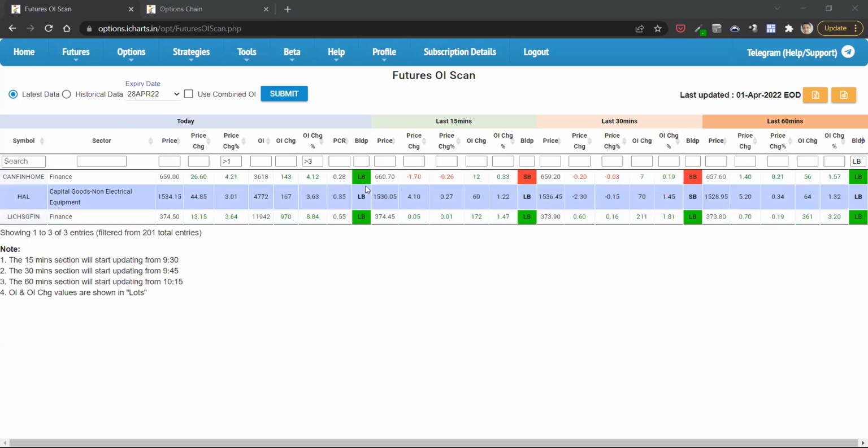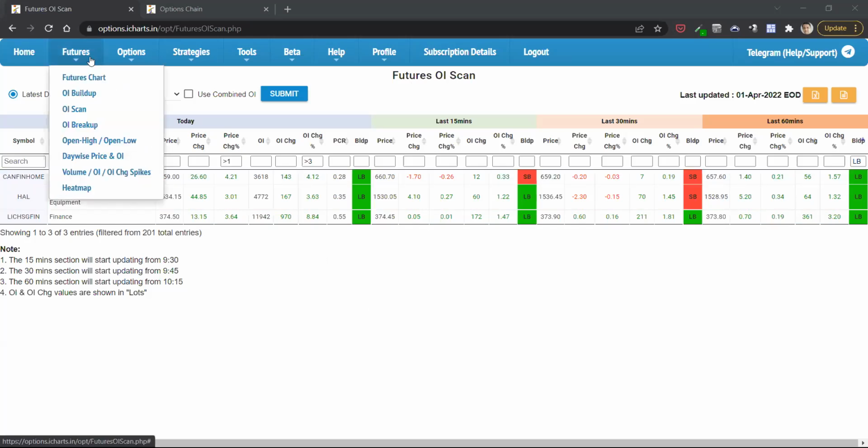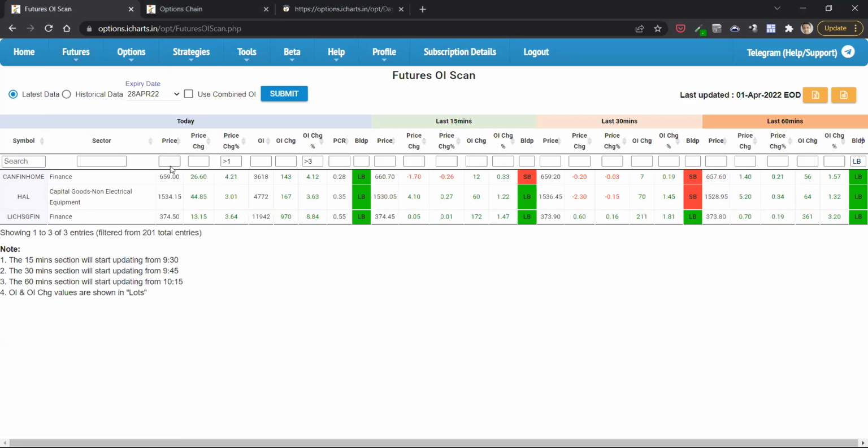And then you can look at this in the afternoon and decide which scripts you want to carry over to the next day, if you want to take trades now and then carry over, something like that. If you want further analysis for positional trades, you can look at day-wise price and OI.